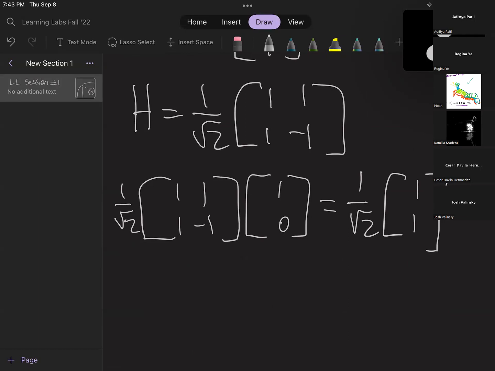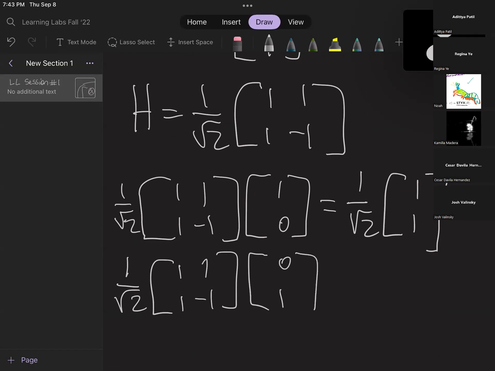Another cool thing is we can also use this on the one state instead of starting off on the 0 state. So we have 1 over square root of 2, 1, 1, 1, negative 1, applied to 0, 1. Are you guys comfortable with me just writing matrices next to each other instead of multiplying them out? Okay, so that will actually give us the minus state.